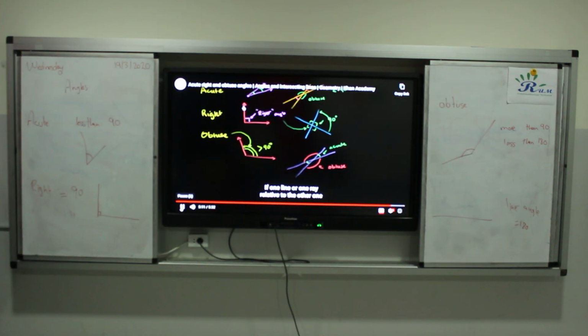So very simple idea. If one line or one ray relative to the other one is straight up and down versus left and right, or completely upright, then we're talking about a right angle. If they're closer to each other, if you have to rotate them less, you're talking about an acute angle. If you have to rotate them more, you're talking about an obtuse angle. And I think when you just look at them visually, it's pretty easy to pick out.